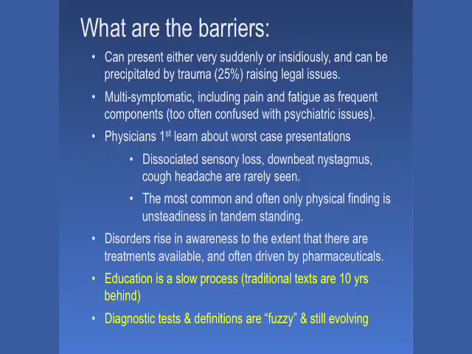Physicians, as they learn about disorders in their early training, learn about the worst case presentations. What's in the neurology textbooks about Chiari is that it presents with a cape-like dissociated sensory loss, downbeat nystagmus, and a cough headache. All of these are very rarely seen, as well as ataxia, which was talked about a bit. The patients we see nowadays, probably 95% or better, have a perfectly normal neurological exam. Makes it a little bit boring for me, but it's still part of the job.